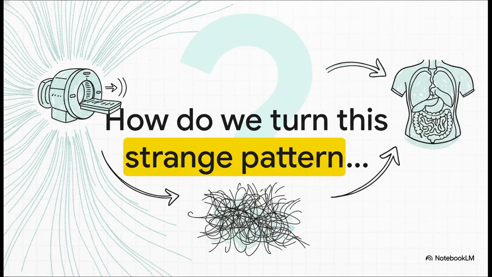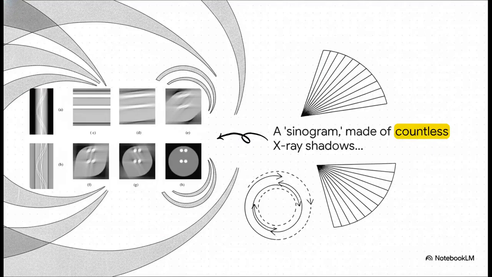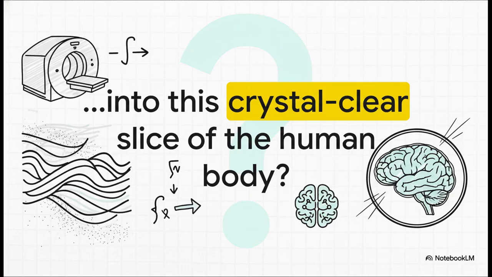How in the world do we get from this bizarre wavy pattern of lines? This thing is called a sinogram. It's the raw data the scanner collects. Think of it like a scrapbook of every single X-ray shadow of an object taken from hundreds of different angles all around you. And then, through some kind of mathematical wizardry, turn it into this.